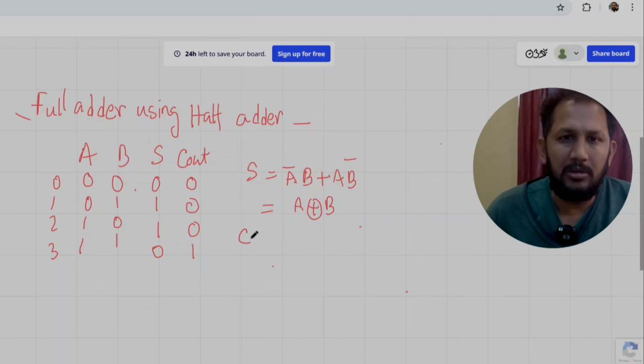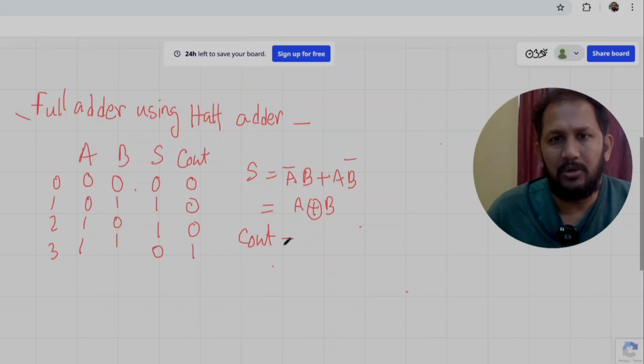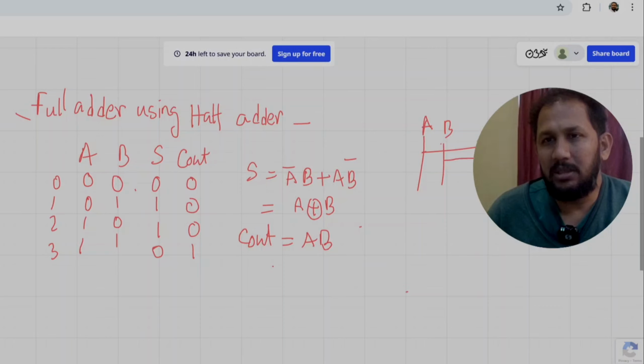And for C out, only the third position has a 1. That means A and B, C out equals A into B. Now the circuit diagram: we need to consider two inputs, A and B. There is an XOR gate, and A into B means there is an AND gate. So this is the structure of the half adder.